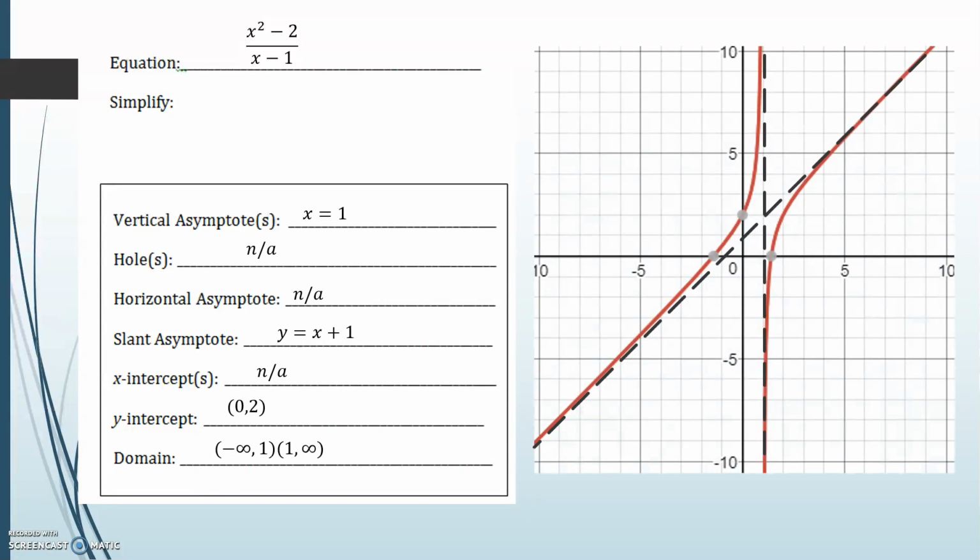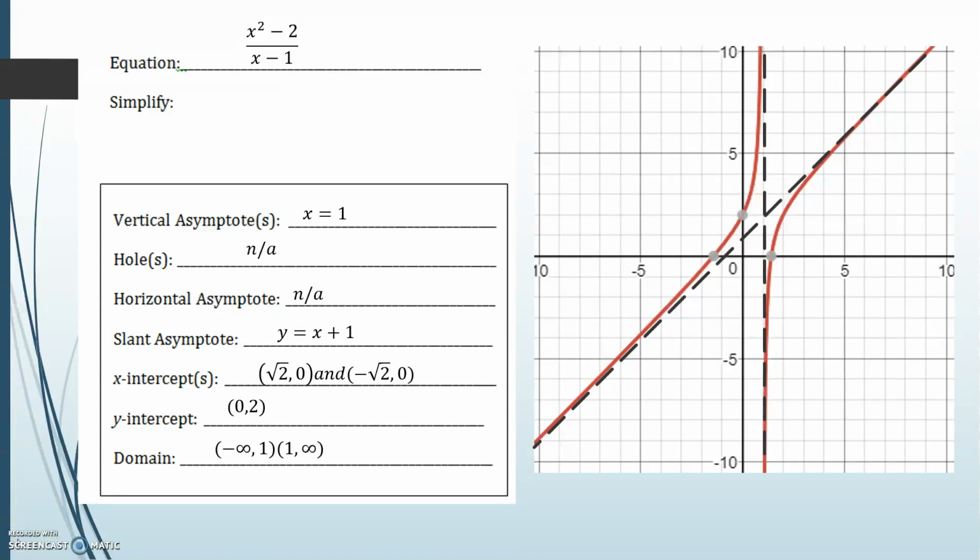Let's check your answer. I did this one on Desmos because it would be a lot better looking than the one that I could draw. So we have a vertical asymptote at x equals 1. We have no holes or horizontal asymptote. When you did long division, you do get y equals x plus 1. We have an x-intercept. Oh, we don't have any x-intercepts because there's no value. That's not true. Okay, so now I got that fixed.